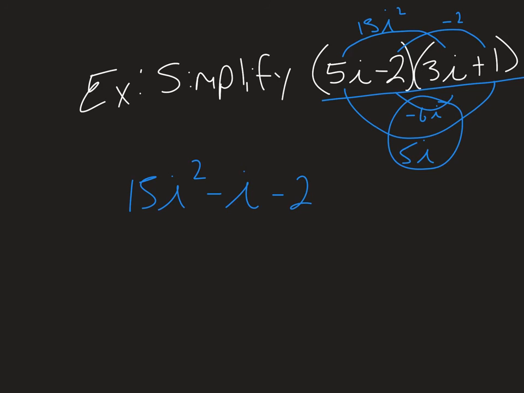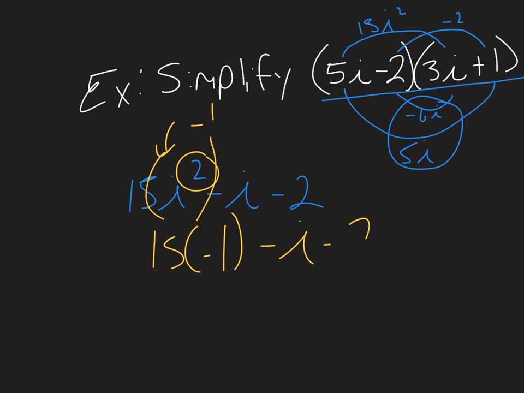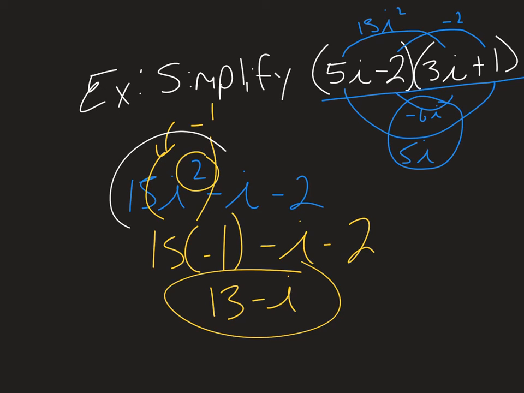Now I'm almost done here. I'm looking at this power of 2 on this i. We talked about this a little bit: this expression is negative 1. So 15 times negative 1, minus i, minus 2. Really this boils down to 13 minus i. And this little difference is the only difference between i and any other variable. If we're taking it to a power, things get a little weird because technically it represents the square root of negative 1.